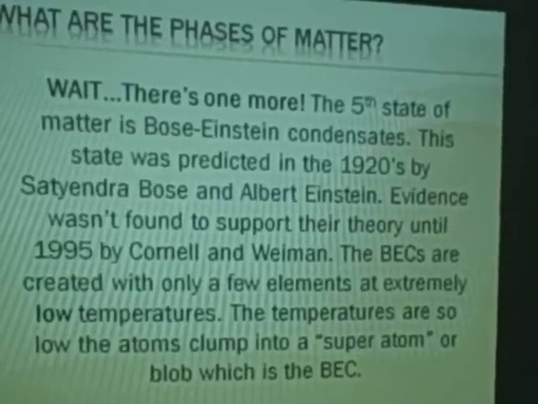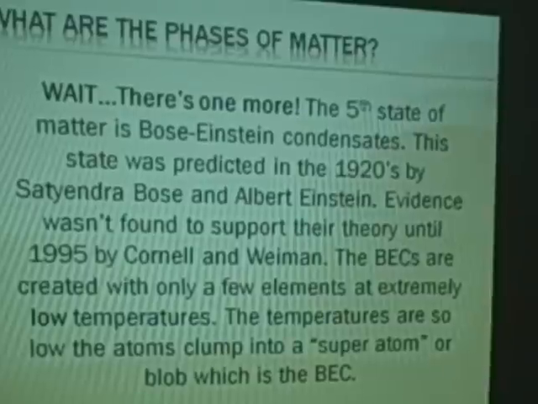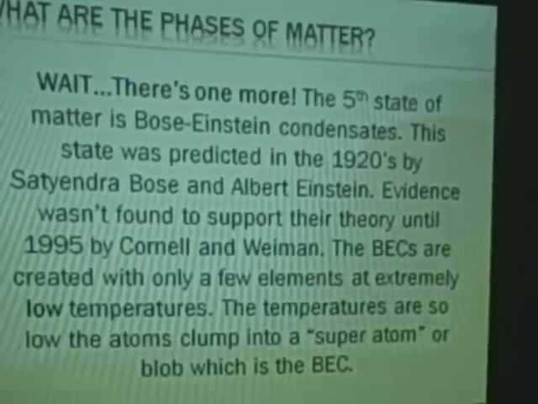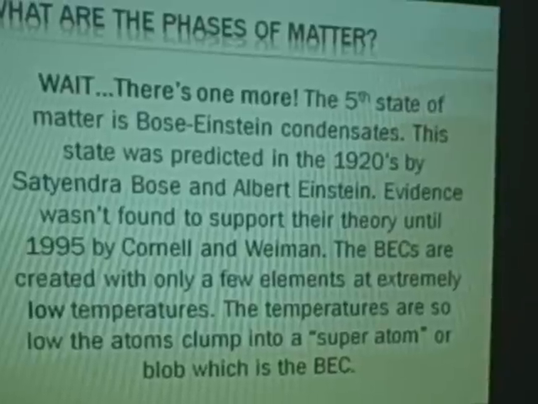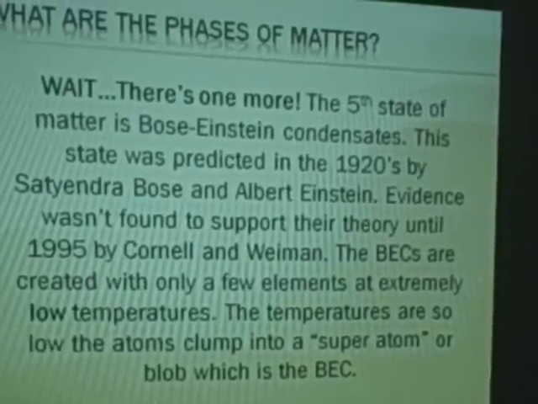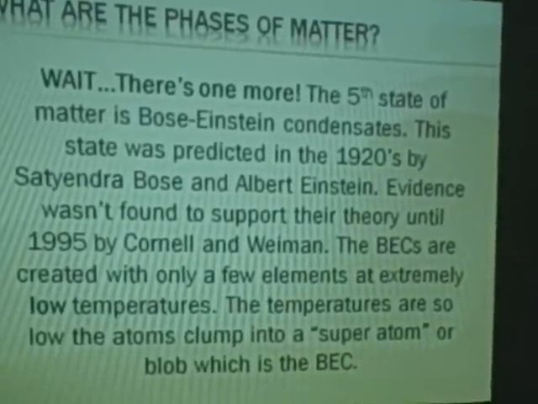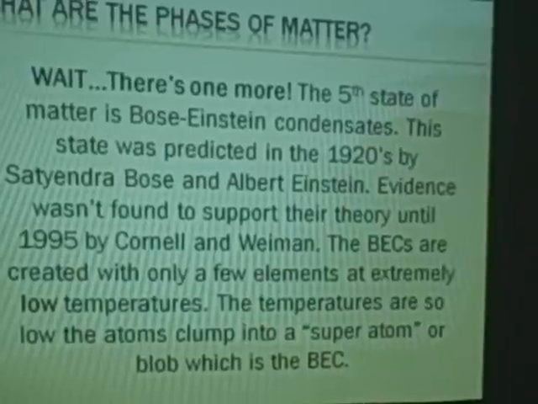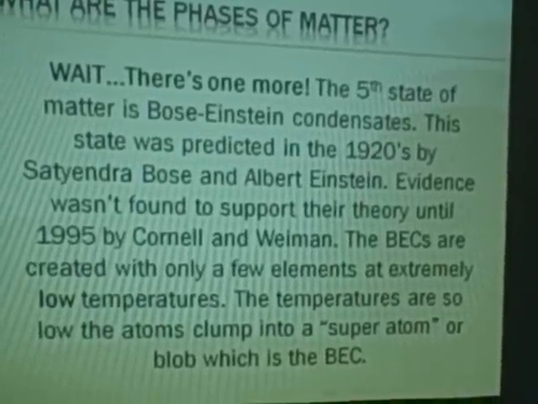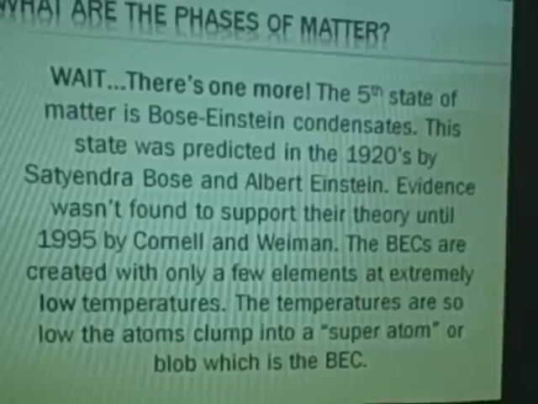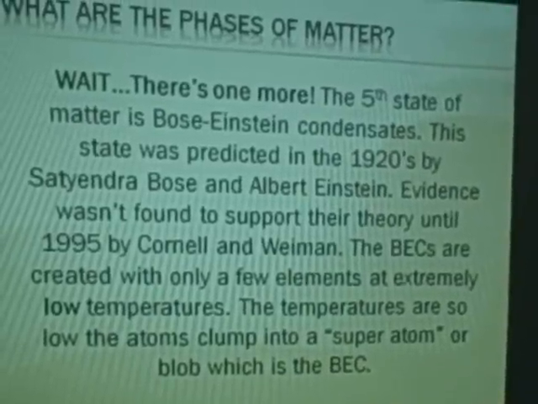But then two other scientists, Cornell and Wyman, figured out a way that they could actually have evidence to show that these Bose-Einstein condensates existed. It was not till 1995. The BECs are created only when a few elements are at extremely low temperatures. The temperatures are so low the atoms kind of clump together in a superatom or a blob, and that's the BEC.